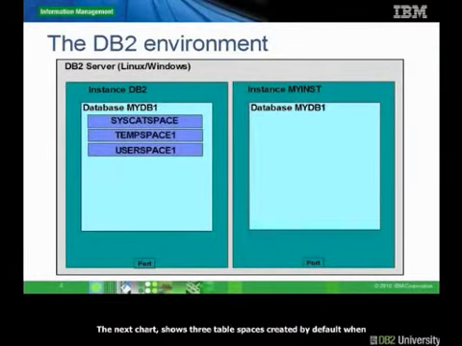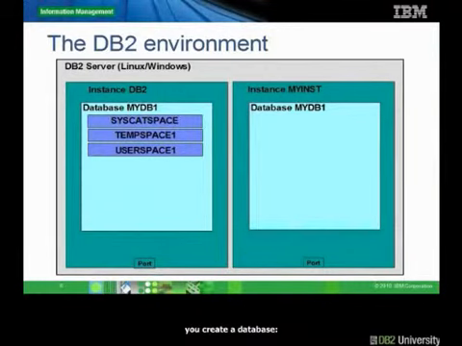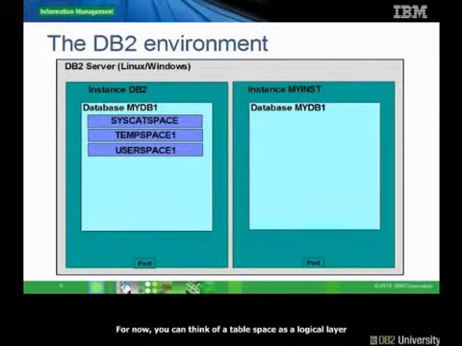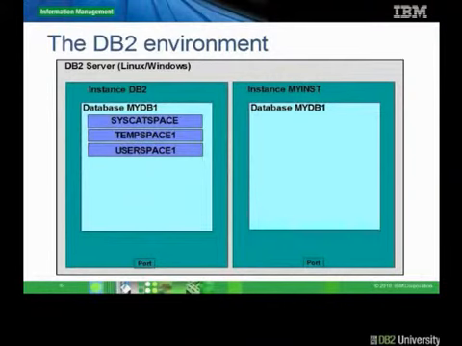The next chart shows three table spaces created by default when you create a database: SYSCATSPACE, TEMPSPACE1, and USERSPACE1. Table spaces are discussed in more detail in other videos. For now, you can think of a table space as a logical layer between logical tables and physical resources such as disk and memory.